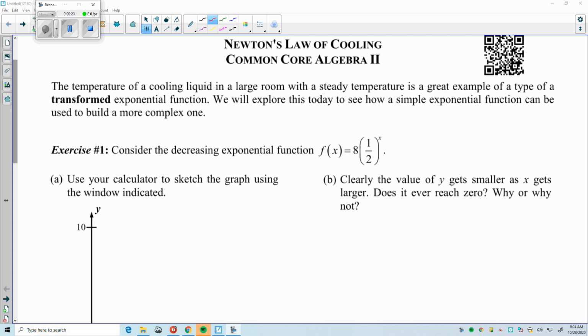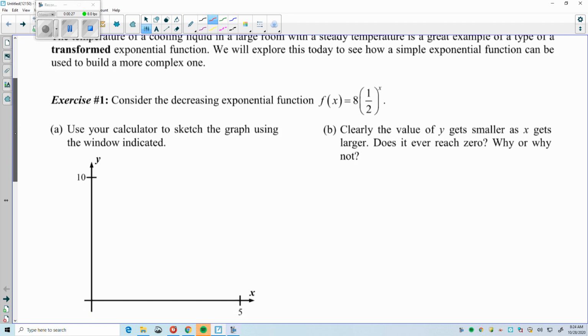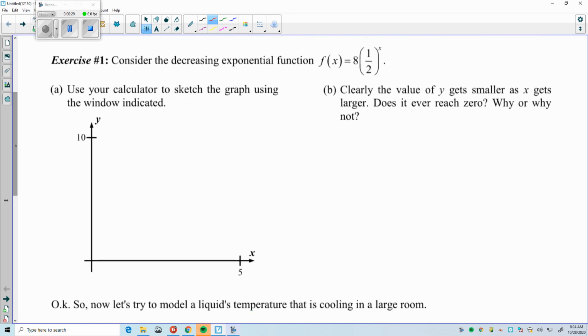So our first exercise here, it says consider the decreasing exponential function. Again, remember, we know it's decreasing because we can see this b value here. B value is less than 1. It's also going to be greater than 0. So we can see that it has to be a decreasing function. So it says use your calculator to sketch the graph using this window indicated.